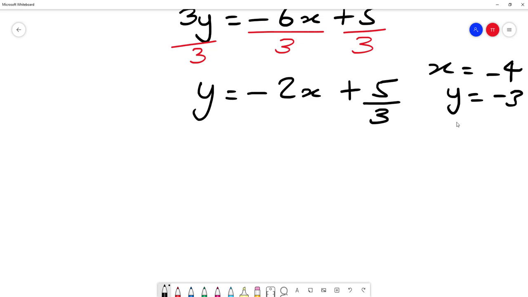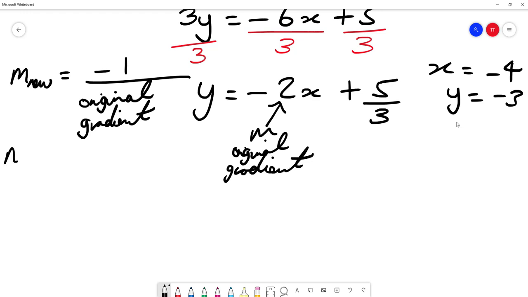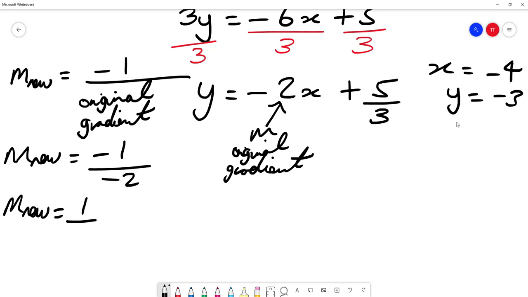Now, as I said previously, we need to find the new gradient, and that's going to be minus 1 over the original gradient. That's the formula we're going to use. Now, what's the value of our original gradient? M, or the original gradient here, I'm going to write original gradient. The original gradient is minus 2. So m new is minus 1 divided by minus 2. And m new is, well, minus divided by minus is a positive. 1 divided by 2 is simply a half.